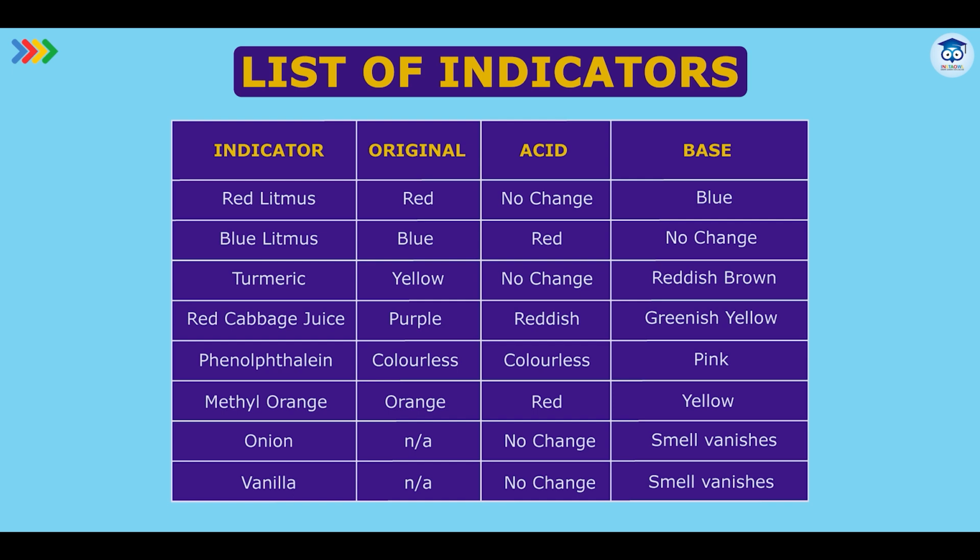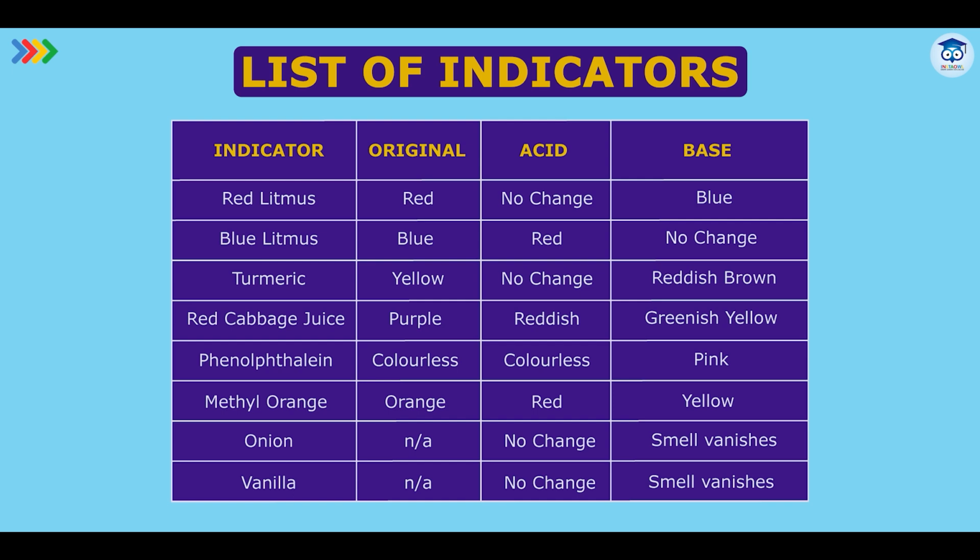Blue litmus takes red color when it is added in acids, but there is no change when it is added to base. Next is turmeric, which is a natural indicator, which is yellow in color and becomes reddish brown in base while no change in acids. Then we have red cabbage, which is purple, but it becomes reddish when added to acids and becomes greenish yellow when added to base. Similarly, we can see in case of phenolphthalein, it is colorless in nature and it remains colorless in acids, but in bases it becomes pink.